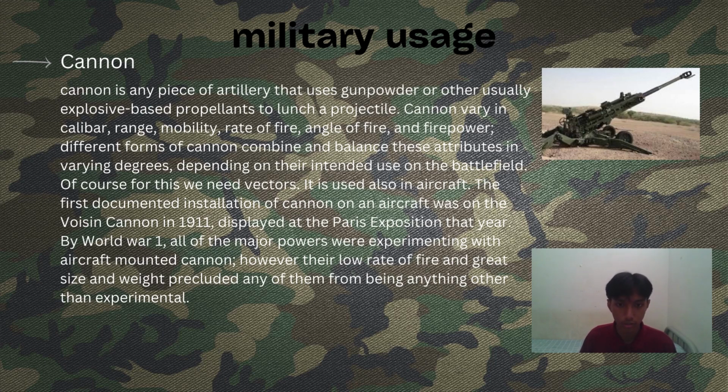It is also used in aircraft. The first documented installation of a cannon on an aircraft was the Voisin cannon in 1911, displayed at the Paris Exposition that year. By World War I, all of the major powers were experimenting with aircraft-mounted cannon. However, their low rate of fire and great size and weight precluded any of them from being anything other than experimental.